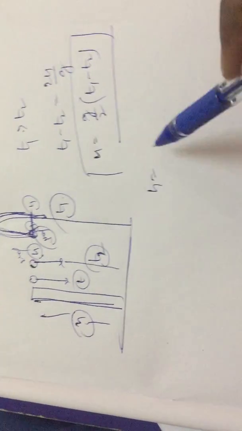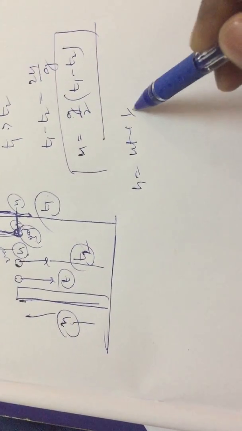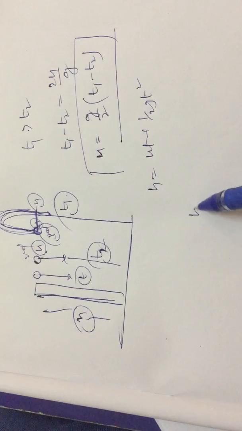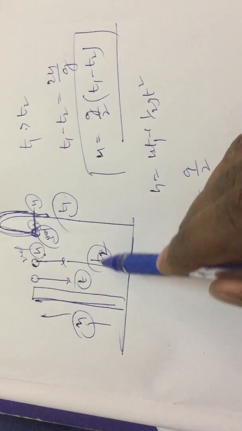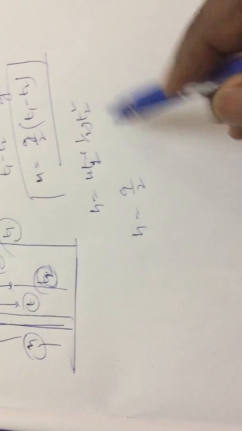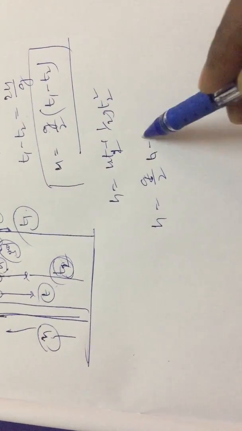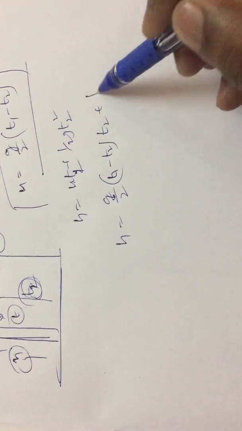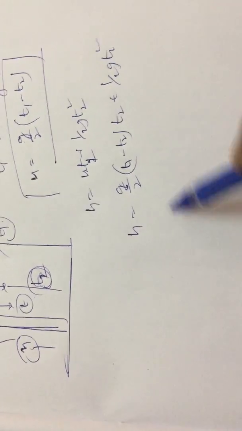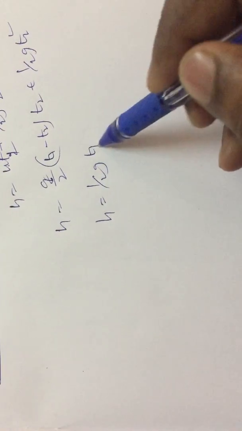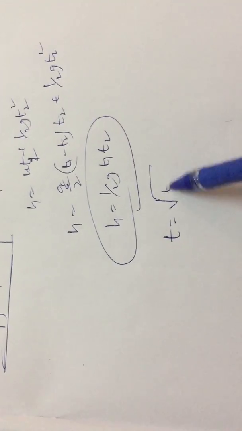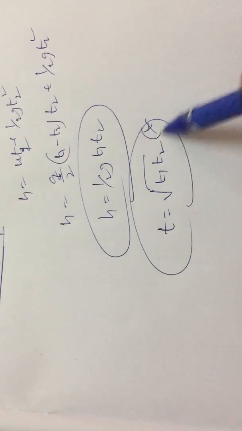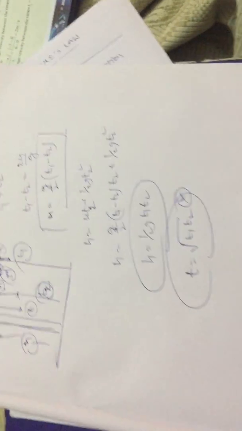H equals, for downward projection, ut plus half gt square. Here h equals u, which is g by 2 of t1 minus t2, into t2, plus half g t2 square. This answer you will get as half g t1 t2. And next, t equals root of t1 t2 you will get. This is the important one. So this is the case. Like this you can solve the questions.